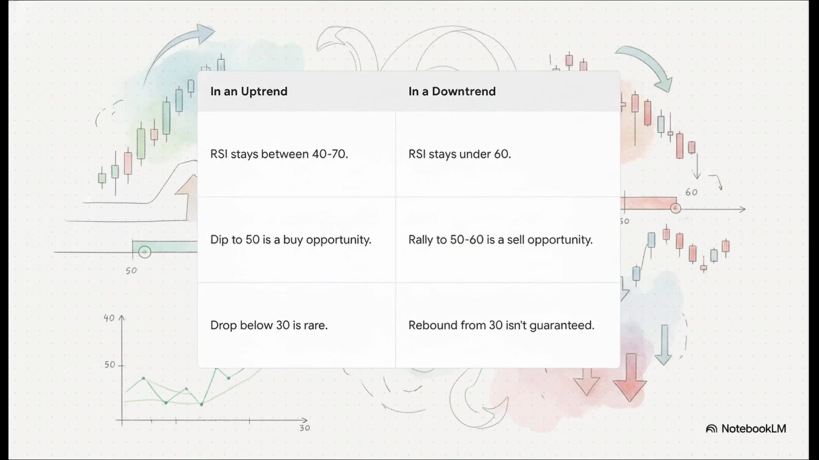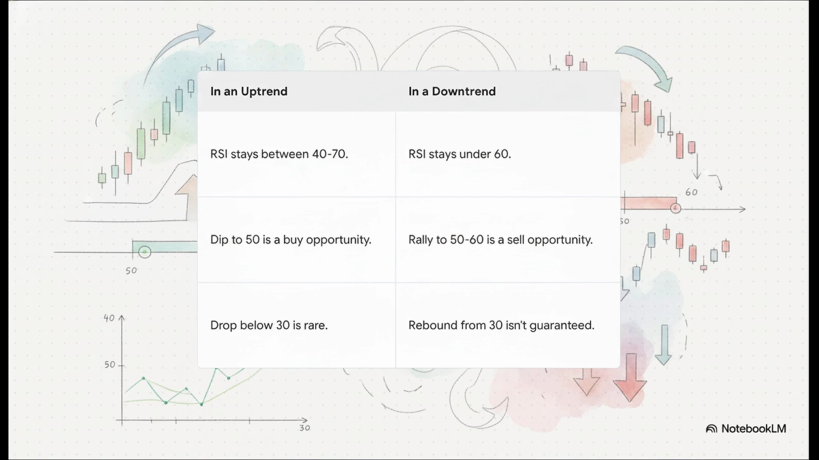So check this out. When a stock is in a really strong uptrend, the RSI will often just hang out between 40 and 70. A dip down to 50 isn't a sell signal. It could actually be a great time to buy. And on the other hand, in a nasty downtrend, the RSI might never even get to 70. A little pop up to 50 or 60 could be your cue to get out.